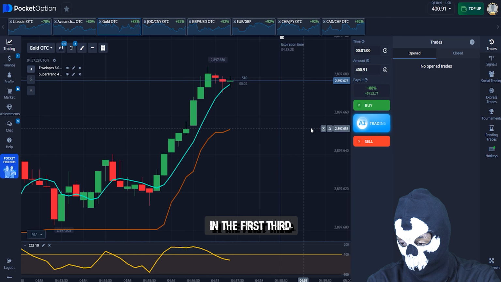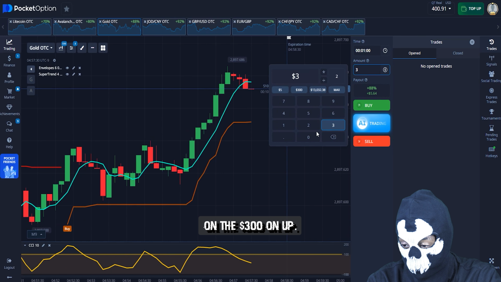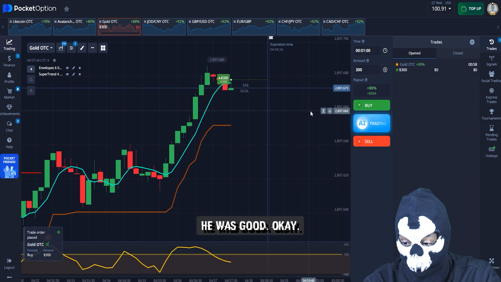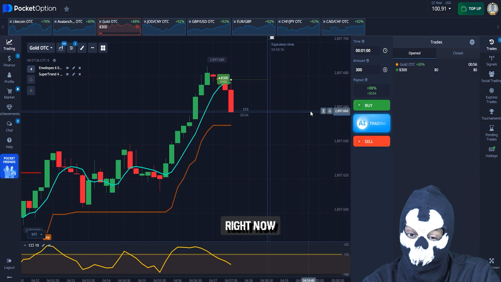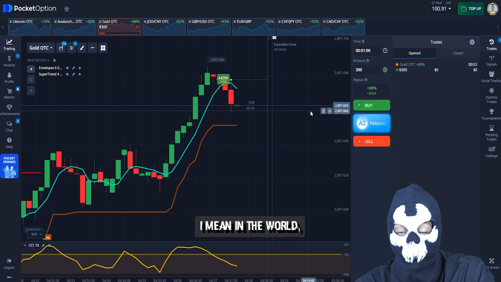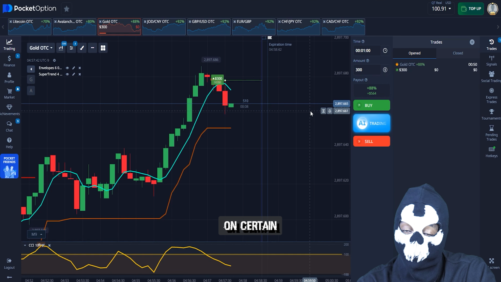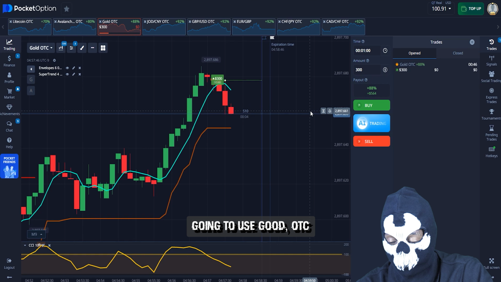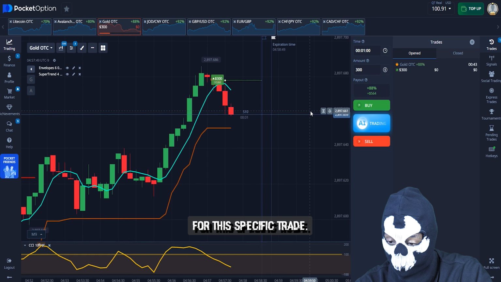So let's hop on to the first trade of the day. I'm going to put $300 on up. We have used gold OTC basically because right now in the international market, gold is booming. In the world, not just on a certain country's market. Gold is booming right now. So we're going to use gold OTC for this specific trade.